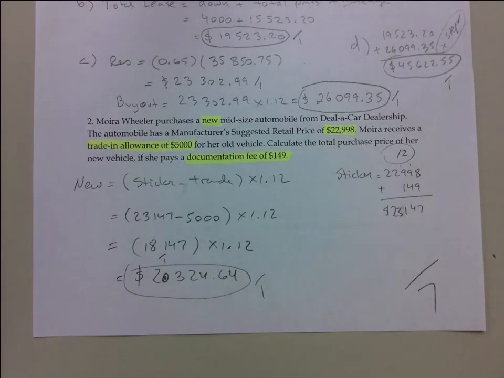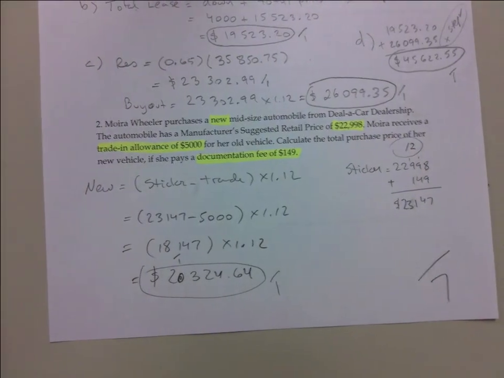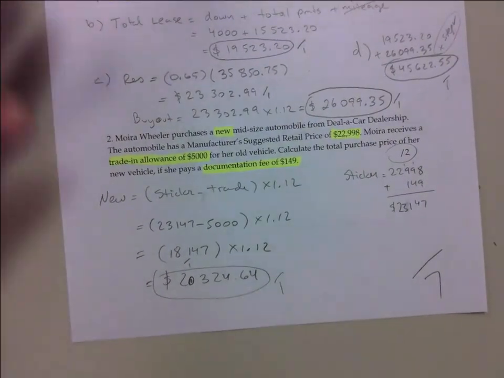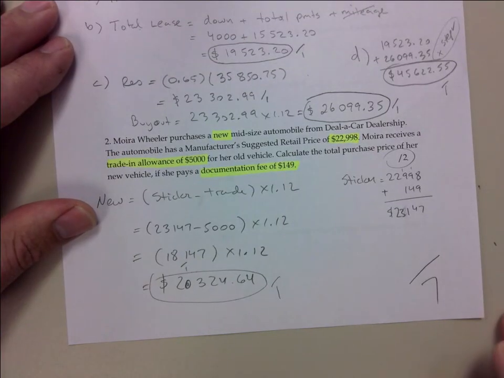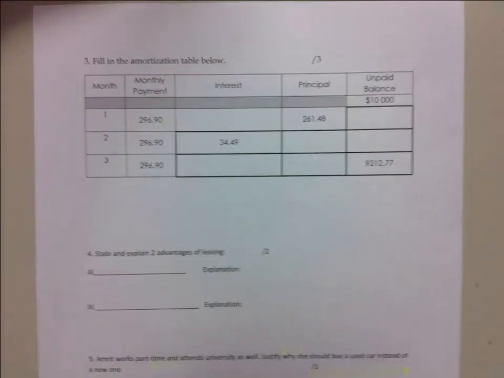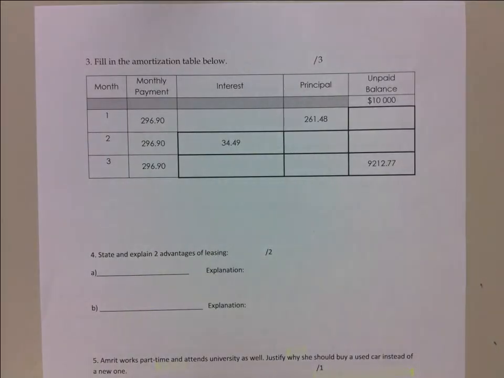Now we do the back side. You're good? Okay. I'm recording this, so if it's too fast, you know where to get it. Okay, amortization table that is partially filled in.